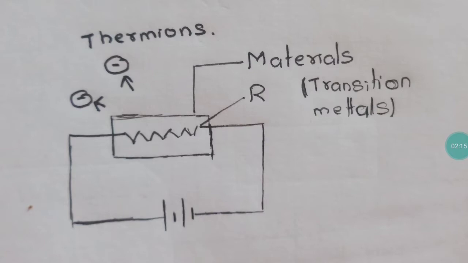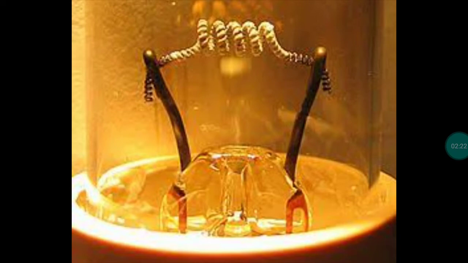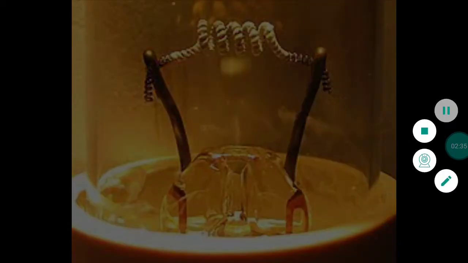The electrons that are emitted are known as thermions. This is how a typical experiment of thermionic emission looks. We have a coiled resistor, and over the resistor we have wound a wire made up of some transition metal.